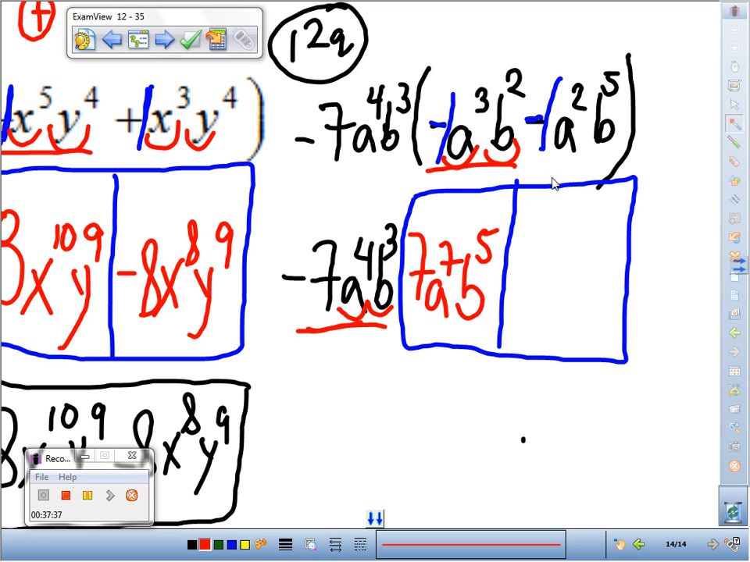Then we do the same thing to the second term. This is positive 7, negative 7 and negative times negative 1 is positive 7. a to the 4th and a to the 2nd, that's a to the 6th. And b to the 8th. Yes? What's that?